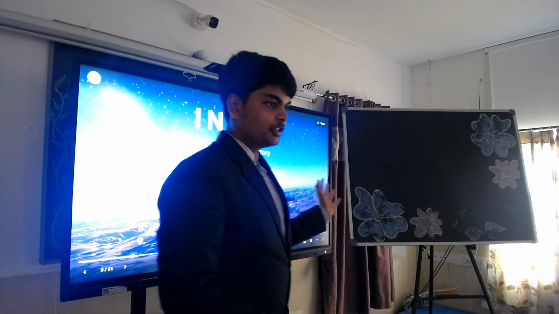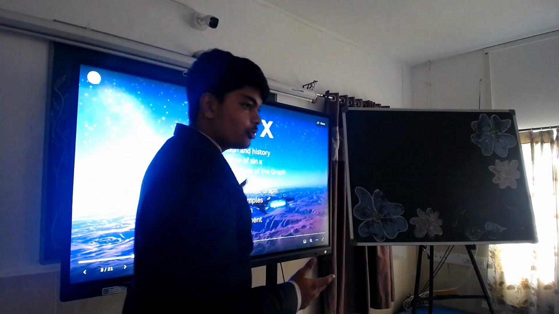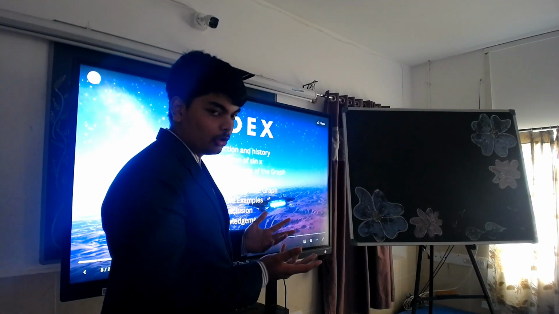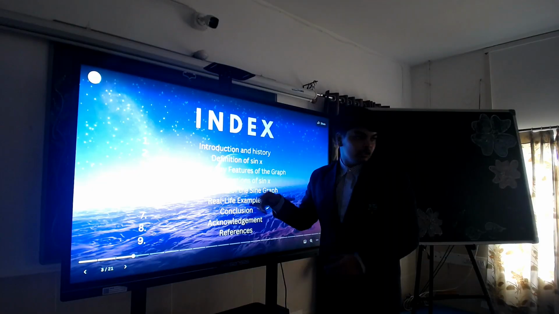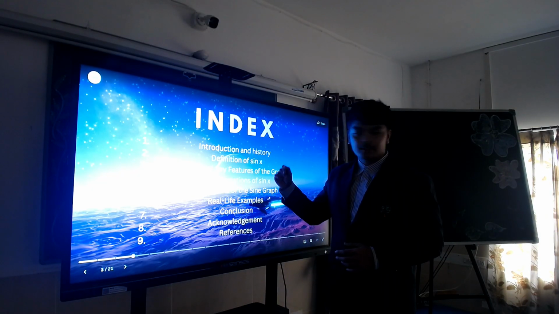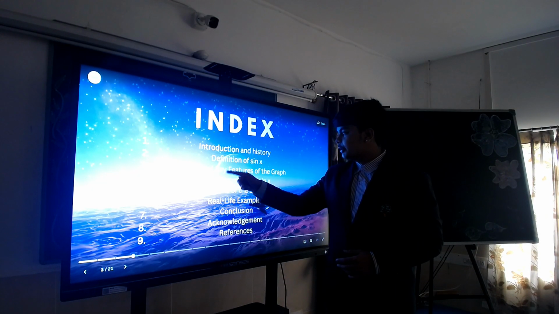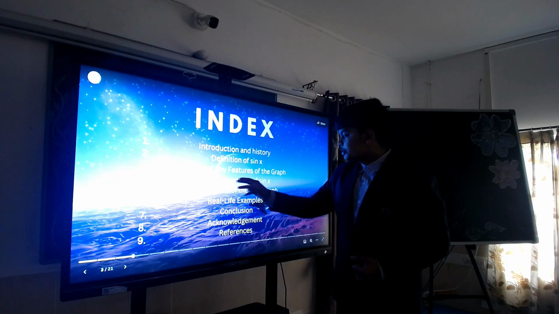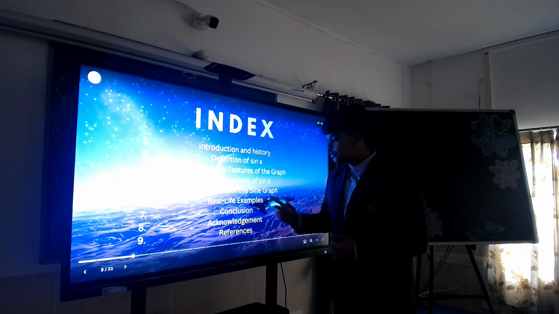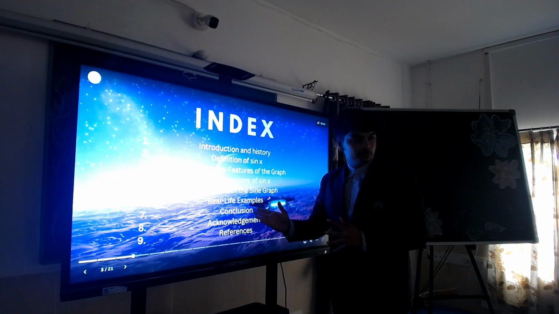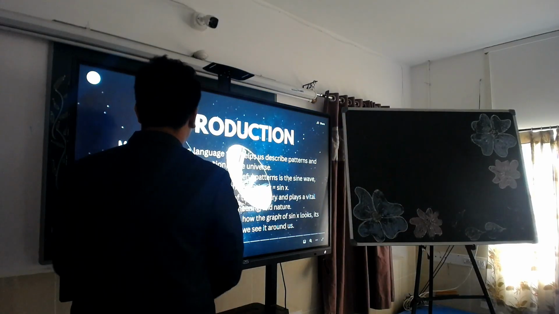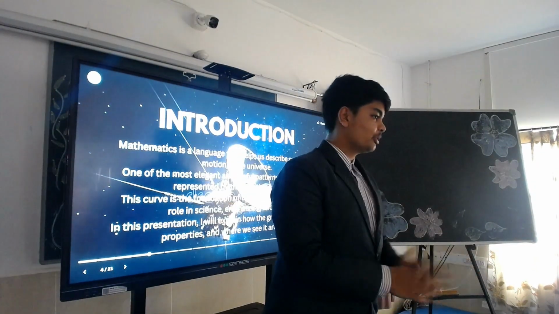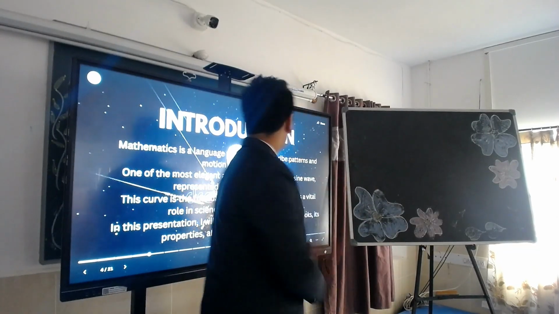So this is the index which I'm going to be following, and I'm going to explain it in chronological order. So this is the introduction and history to start, and along with that, questions and definition of sine x, shape and key features of the graph, transformations of sine x, applications of the sine graph and real life examples, conclusion, acknowledgement, and references. Before we start, I want to begin with the introduction.